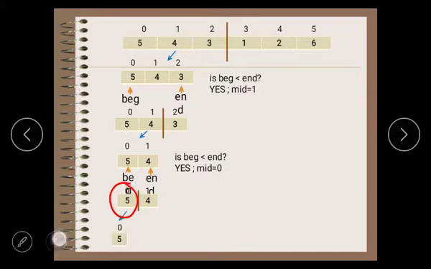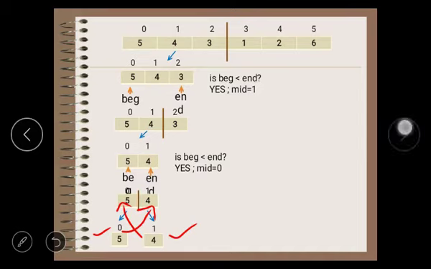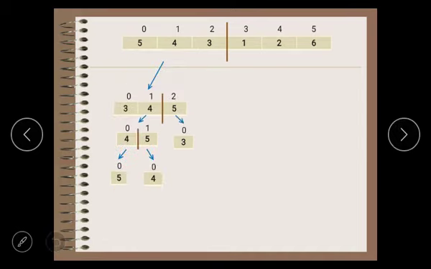That is 5. As the left sub array has only one element, we will now consider the right sub array. This is the right sub array. As there is only one element in both the left sub array and the right sub array, we will now sort them and merge them back. As 4 is less than 5, we need to swap the positions of 4 and 5. After swapping, this becomes 4 and 5.